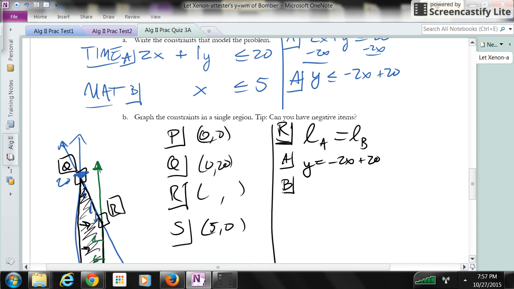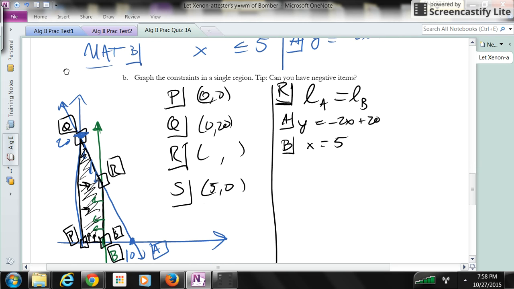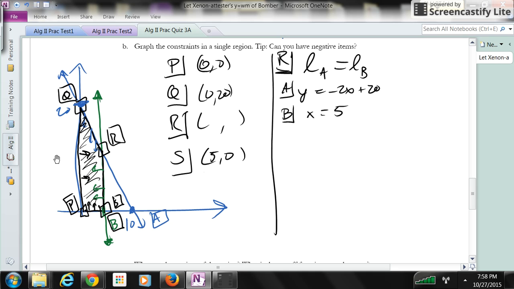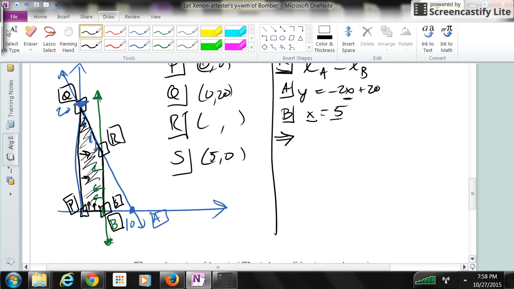And look at equation B. Actually, that's pretty easy, that boundary. x equals 5. These lines intersect when the equations are both true. In other words, if x is 5, let's just plug that in. So I look at what this implies.